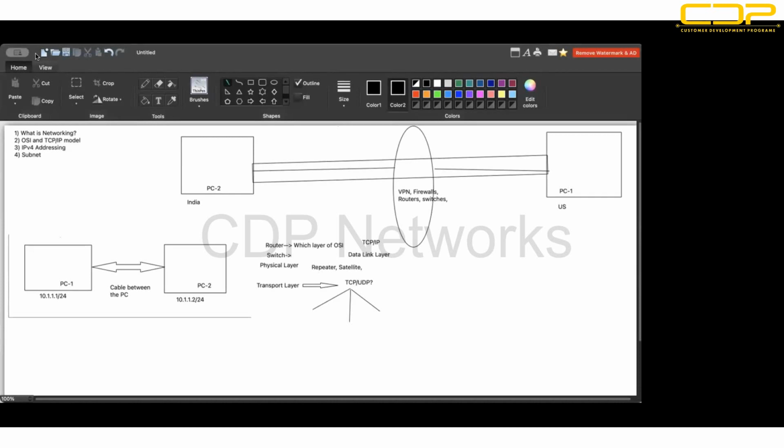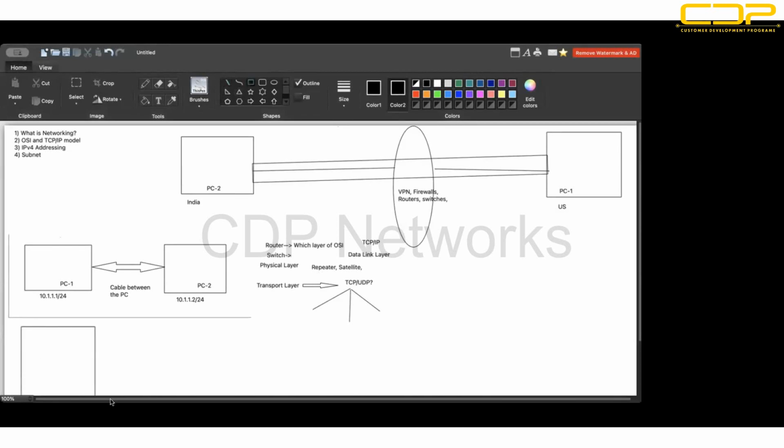Idea just about TCP and UDP. Am I audible? What's the question again? Okay, are we good with TCP and UDP, or do you want me to explain in detail? It would be good if you can explain. Okay.